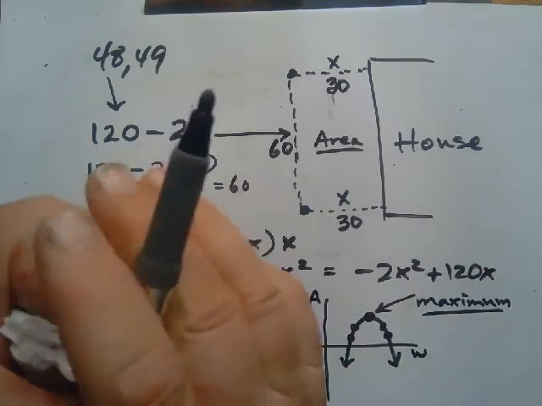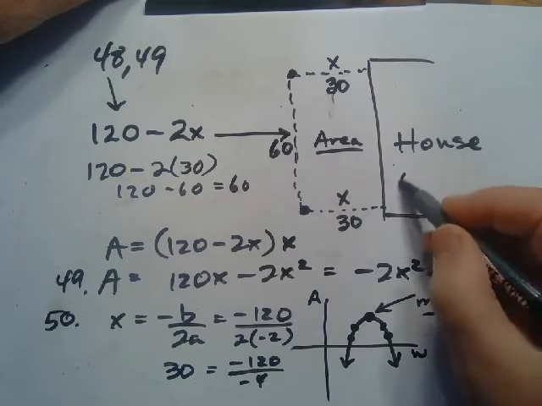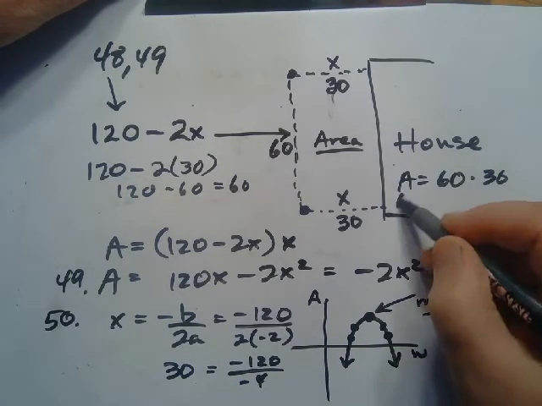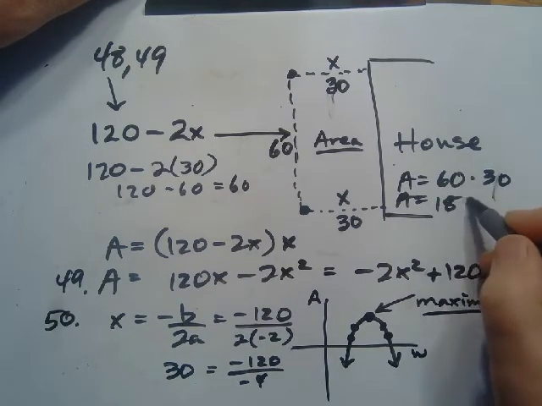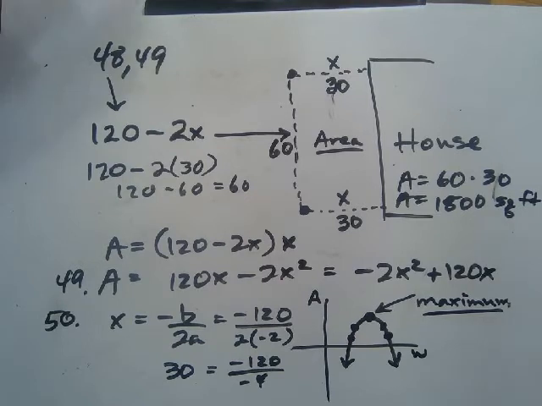But the question asks, find the maximum area. Well, what's the area? 60 times 30. Well, the area is length times width, or the area has to be 1,800. And that is square feet. Square feet. Okay?